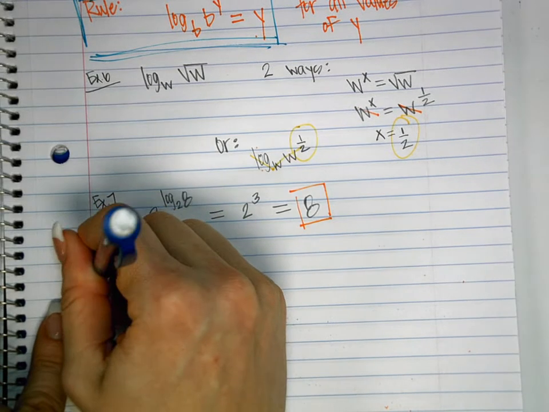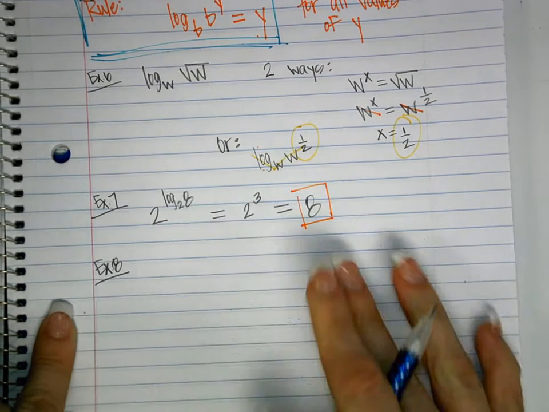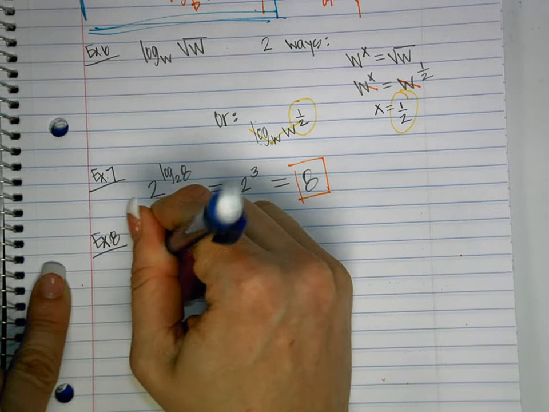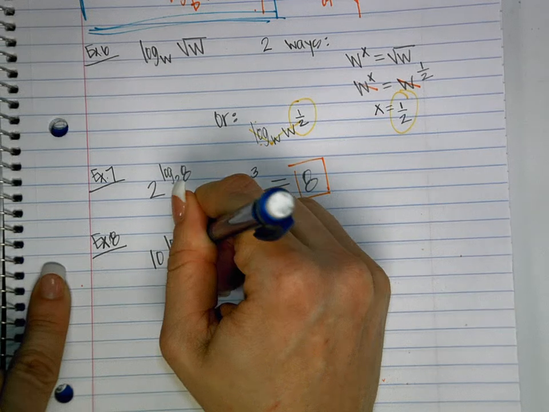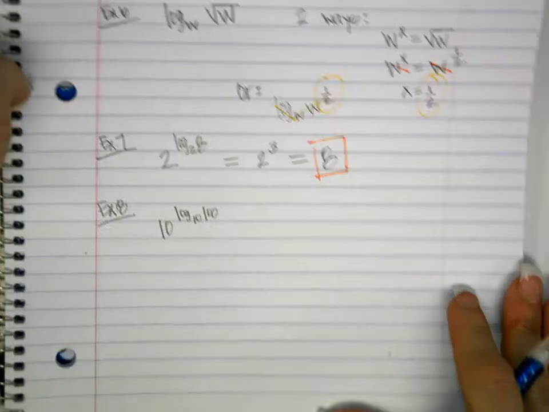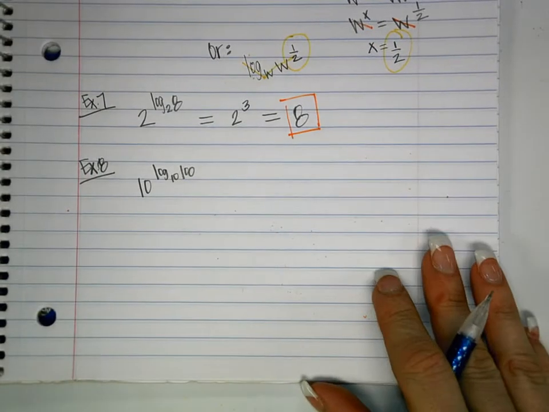Let's try another one. Number 8. How about if I give you 10 to the log base 10 of 100? You can't seagull that one. 10 to the exponent of log base 10 of 100.